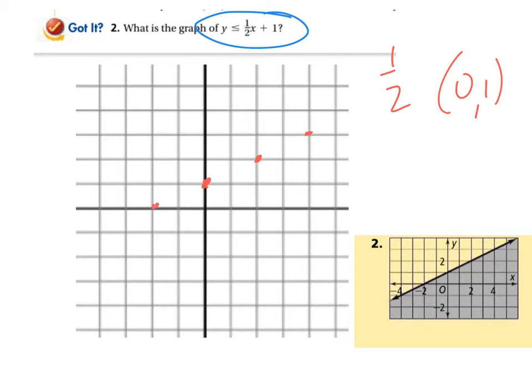Now here's the thing: you have to stop and ask yourself, is there an equal part to this? There is. So I can graph this with an equals, so it's going to be a solid line, just like this. Where's it going? It's not graphing. Let's try that again. See if I can get it to graph.